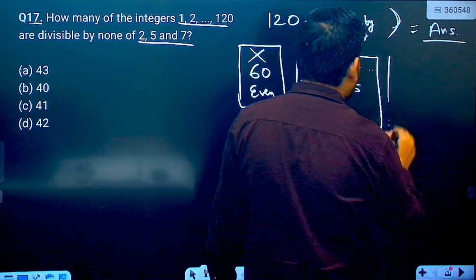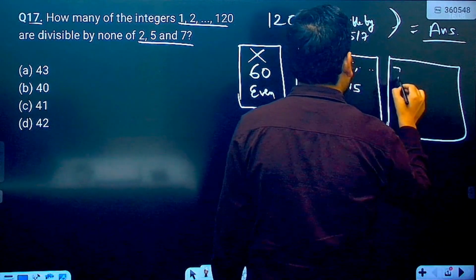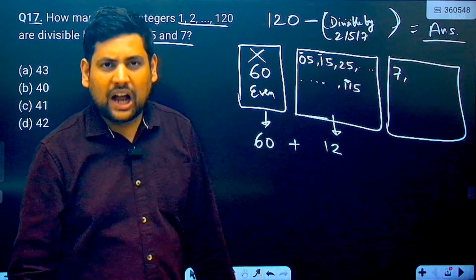Then let's check for 7 also. So now in 7, first number is of course 7. After that, what I need to search?